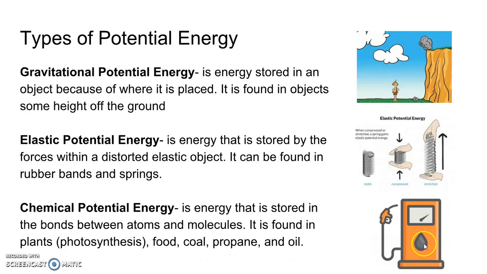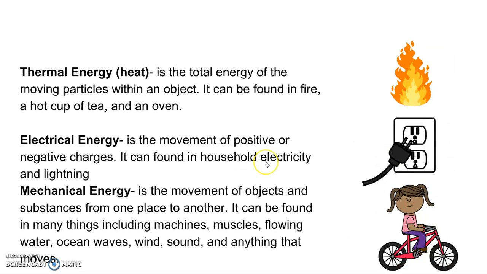So anything like this, if we take a look, this is a gas tank here, and that's all chemical potential energy that can be used to help cars and all those things move and give energy for your house. All those things serve the same purpose. Let's take a look here. So we have a couple more examples here. So these are new examples.